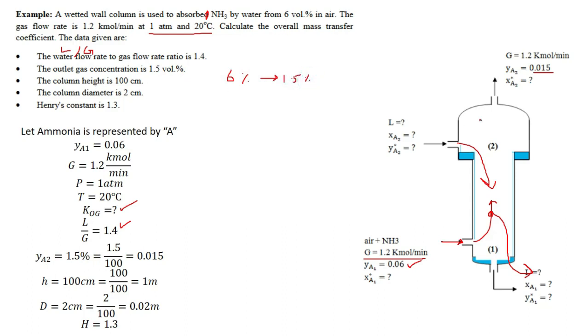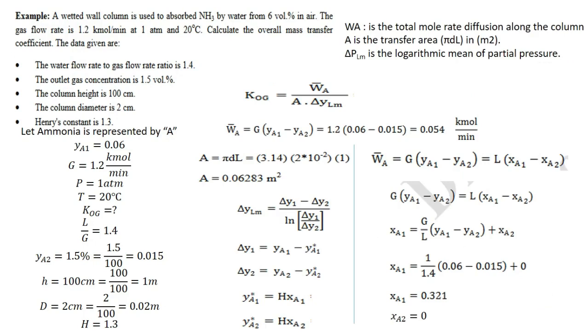Okay, the column height, the column length is 100 centimeter. Just divide it by 100, you will get your answer in meters, 1 meter. Column diameter is 2 centimeter. Divide by 100 to get the answer in meters. Henry constant is 1.3. So I am representing the ammonia by A. Now you have to find the KOG. So for KOG you will use this formula in which you don't know the WA.